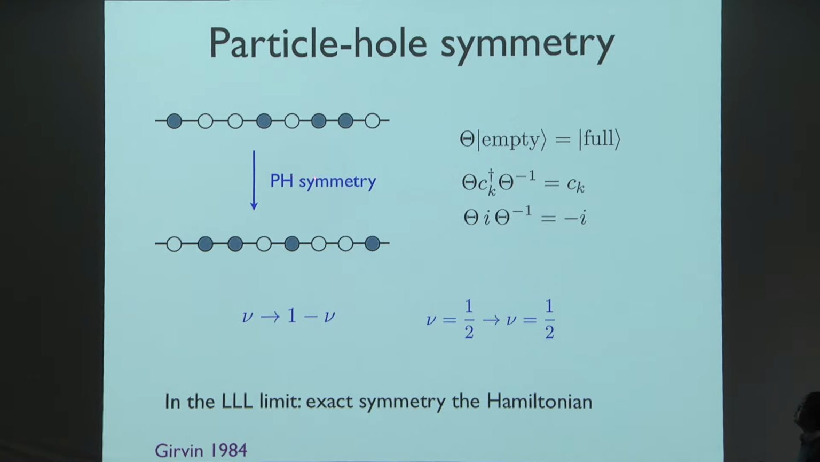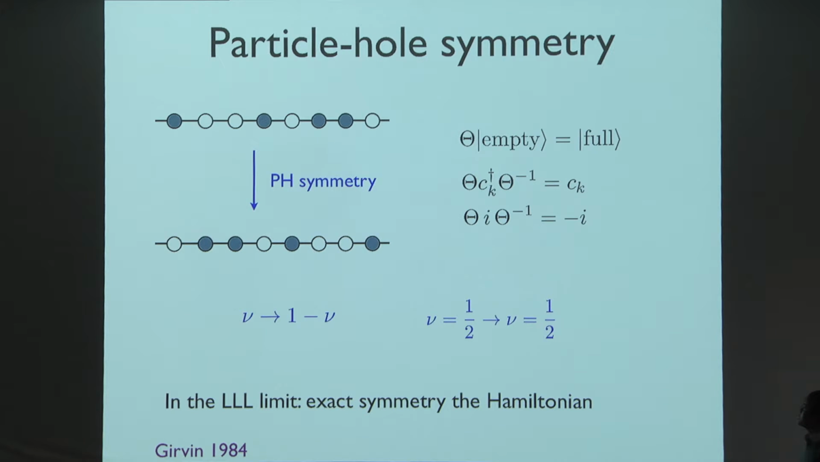The particle-hole conjugation maps such a state into another state in which any occupied orbital becomes empty and vice versa. In other words, it maps an empty Landau level to a full Landau level. It also exchanges the definition of creation and annihilation operators. And one usually defines such a particle-hole conjugation as an anti-unitary transformation.